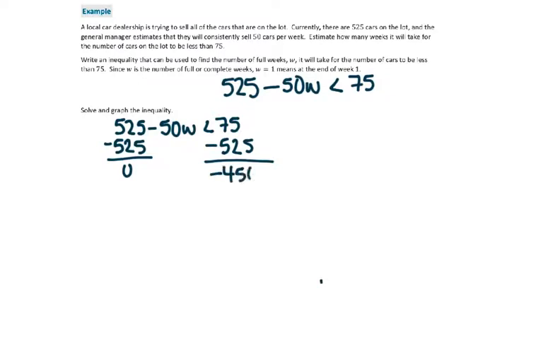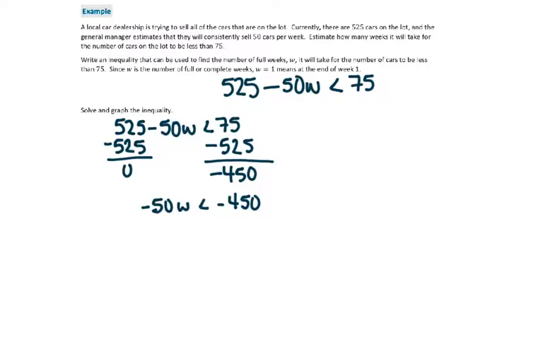So my negative number is negative 450. So now I'm going to write out what my inequality is saying. It's saying negative 50W is less than negative 450. Now, this is where that information about changing the sign comes in.